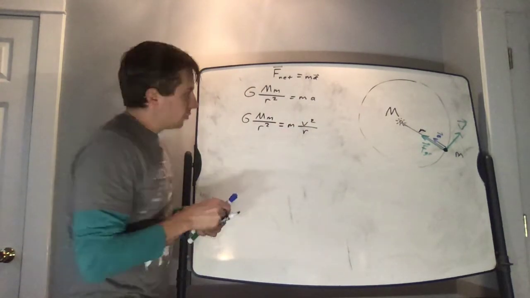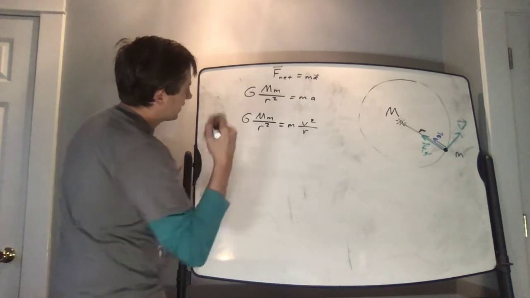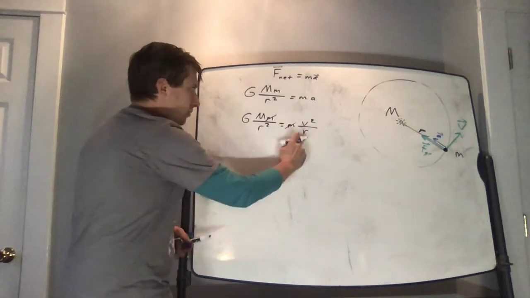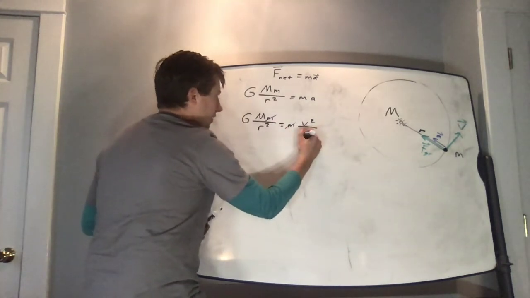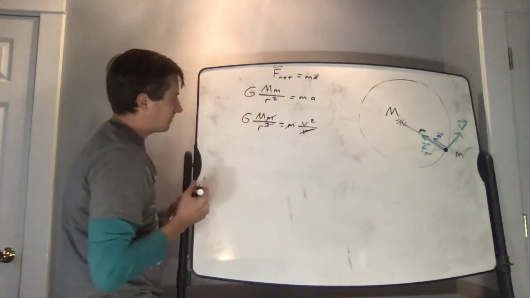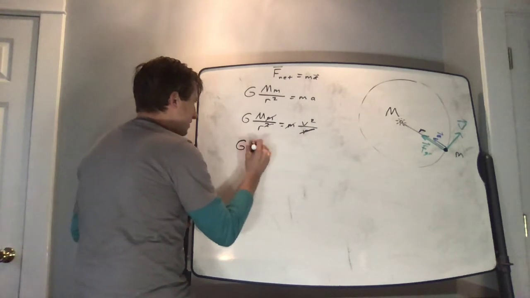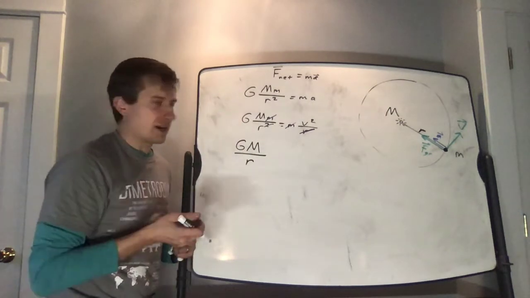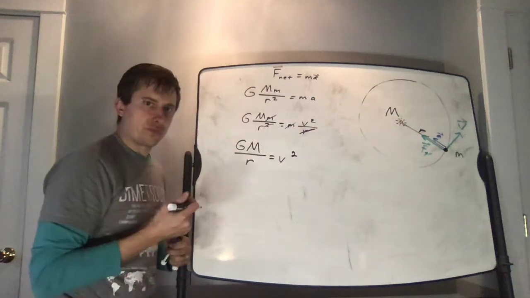At this point, we look at what we have here, and we could recognize we have the mass of the planet on both sides of the equal sign, so we could cancel that out. And here I have a 1 over r, here I have a 1 over r squared. So I could cancel the r on the right-hand side with one of the r's on the left-hand side. And I'll be left with Newton's gravitational constant times the mass of the star divided by the distance between the star and the planet is equal to the speed of the planet squared.